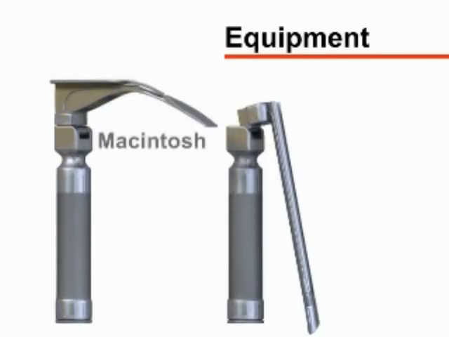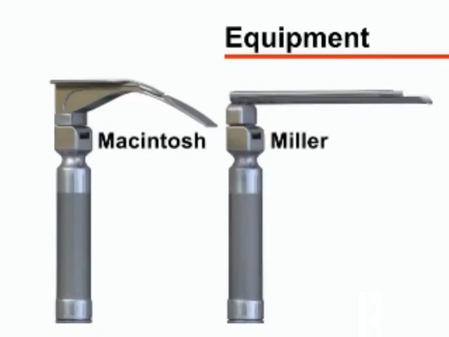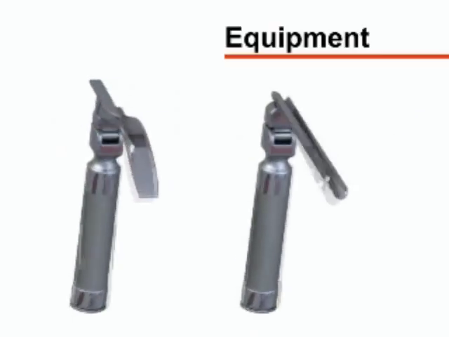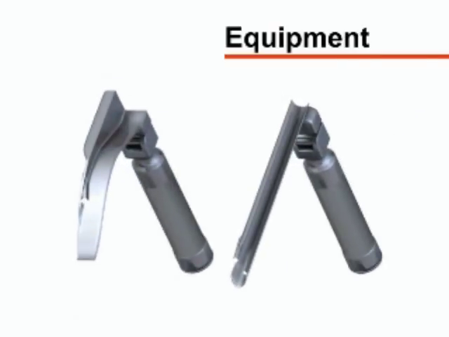The tip of the Macintosh blade is curved. The Miller blade is straight, and each requires a slightly different technique. The choice of blade is based largely upon the experience and personal preference of the operator. A size 3 or 4 Macintosh or a size 2 or 3 Miller can be used in most adult patients.